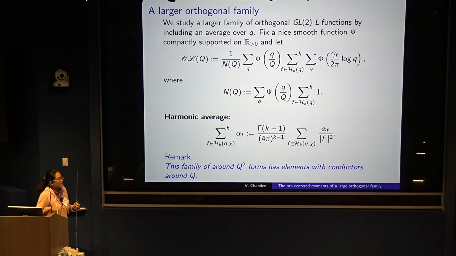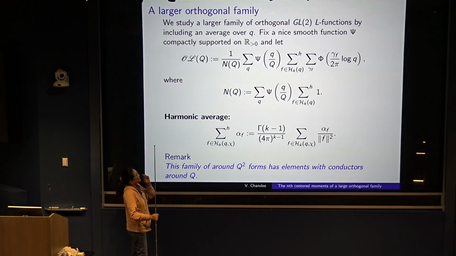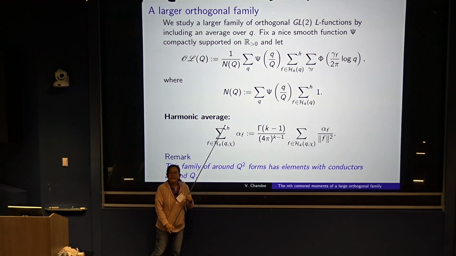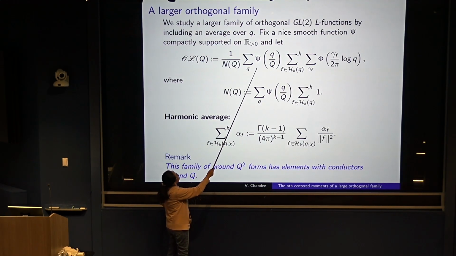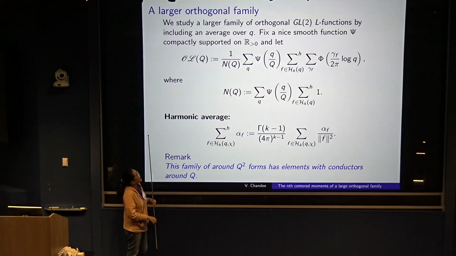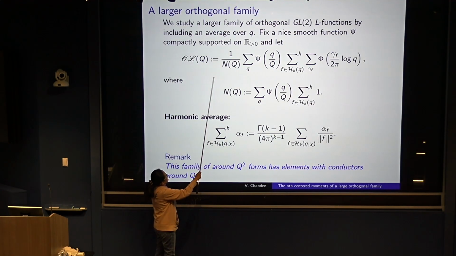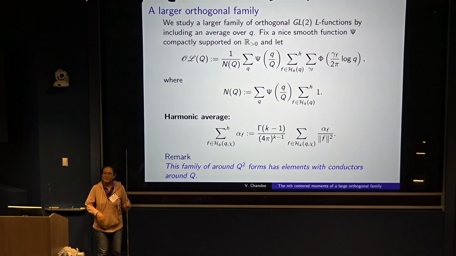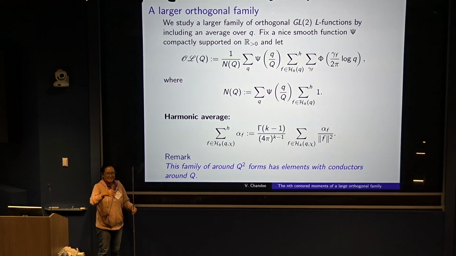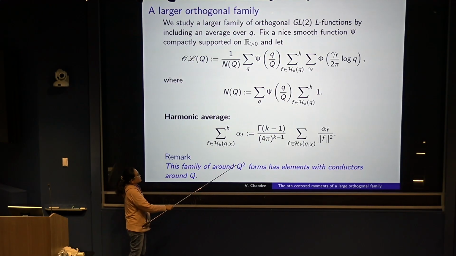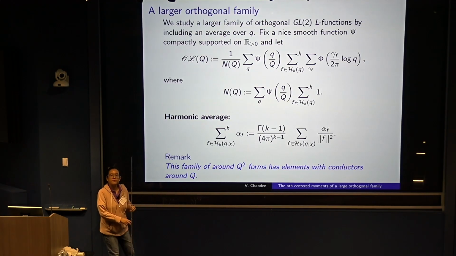We're going to add an extra average. Similar to the Dirichlet case, you still have Q that we don't do anything with, so we add an extra average over Q there. And we add this function psi just to control the size of Q, so that Q will be around big Q. N_Q is just a normalization here. We will work with harmonic average instead of regular average because it's easier to apply the Petersson formula later. So again, this family is still of size around Q squared, and the conductor is Q.